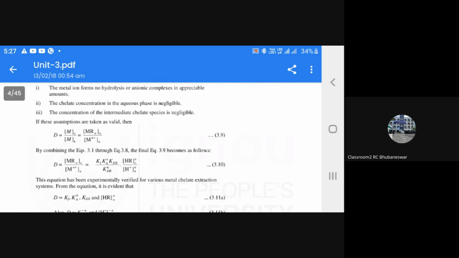From the equation, it is evident that D is directly proportional to Kf, Ka and Kdx, and also the concentration of the ligand HR. So if you interpret the result, the following conclusions can be arrived at. In order to have greater extraction, Kf should be as large as possible. This means that more of the anion of the ligand must react with the metal to form the extractable complex MRn.